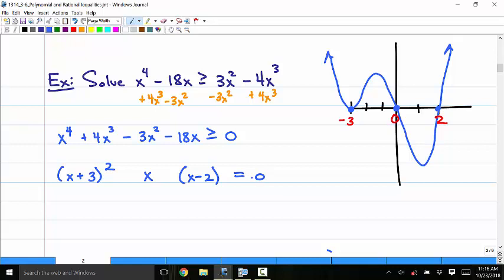Now, I don't like it written this way. I'm going to write it as x minus 2, x plus 3 squared equals 0.